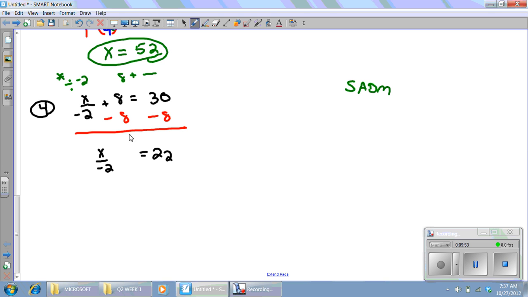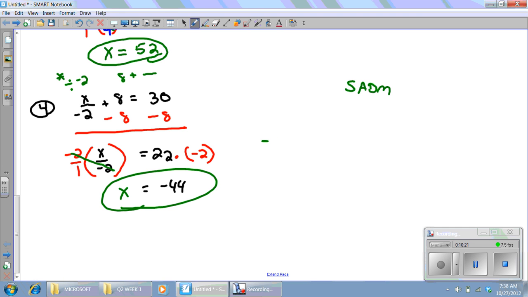Now, to get rid of this negative 2, it's division here, I need to multiply. Since it's a fraction, I'll write my multiplication as a fraction. And I'll multiply by negative 2 here. All right, the right-hand side will become negative 44. The left-hand side, again, is the easy side. The negative 2 and negative 2 cancel out, leaving just an x. And there you go. If I check it, negative 44 divided by negative 2 equals 22. And 22 plus 8 does equal 30.